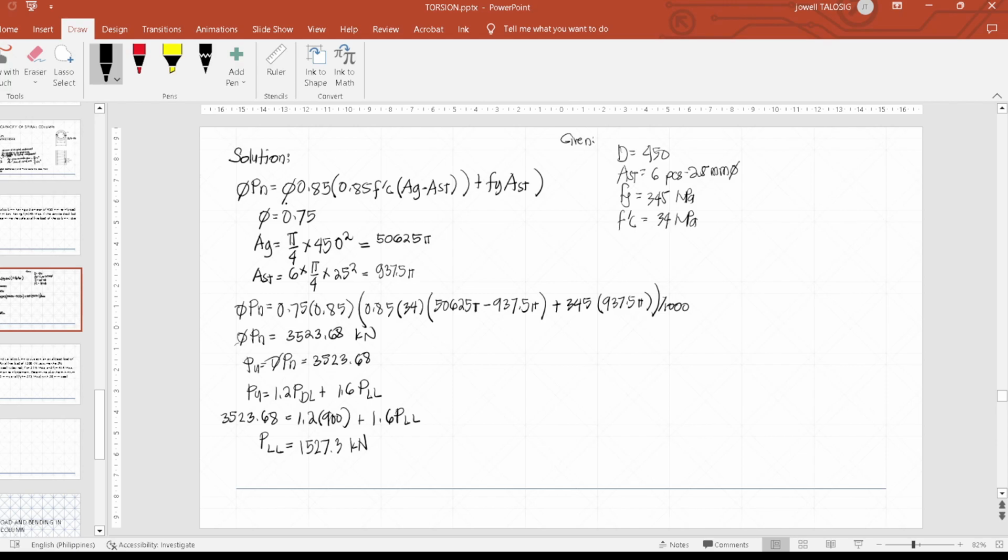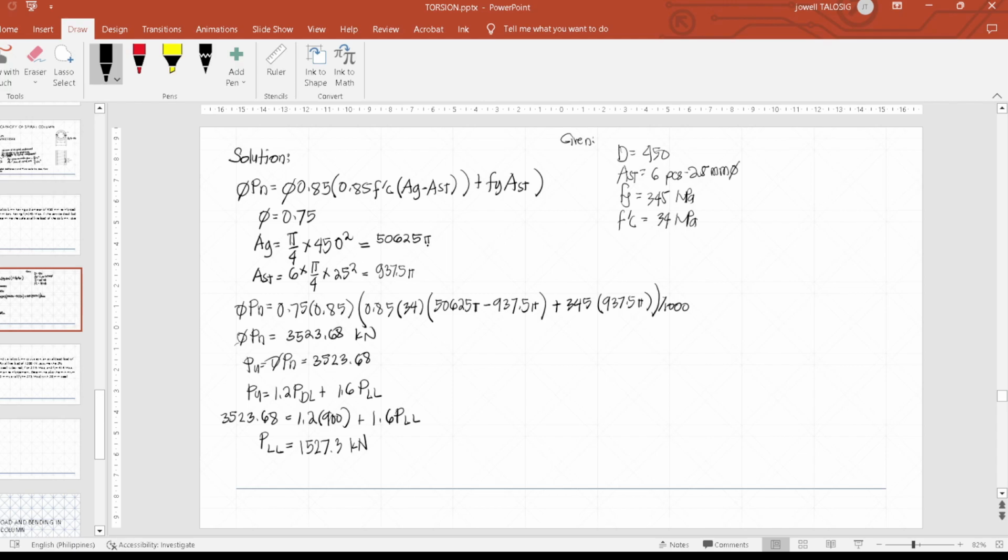So, ito yung formula natin. Unahin natin yung phi, which is 0.75. So, we need also to get Ag. Ag is the area gross. So, pi all over 4 times the diameter of the concrete, 450 square. No? Pi all over 4 times 450 square. That's equal to 50,625 pi. And therefore, Ast, the area of steel bar, 6 times pi all over 4 times 25 square is equal to 9,375 pi.